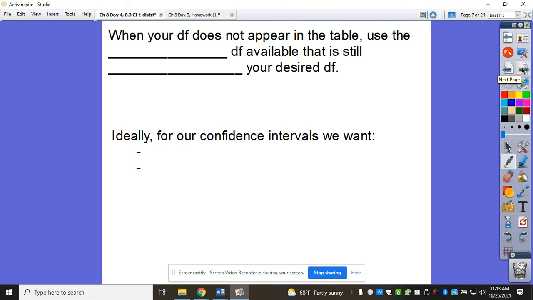So if your degrees of freedom is not on the table, you have to use the highest degrees of freedom available that is still less than the one you're looking for. Because the higher your sample size gets, the more accurate you get. So you don't want to be more accurate than the number you're using. So you have to be conservative. If we were using a sample size of 45, using this sheet, we would have to go to degrees of freedom of what? Of 40.